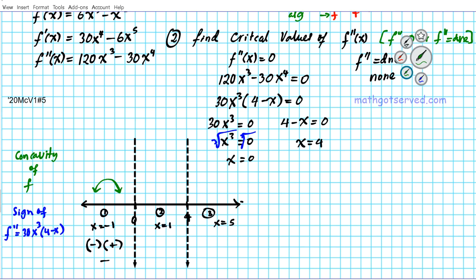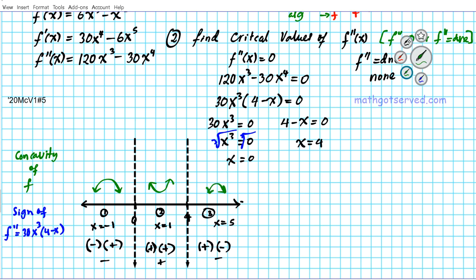All right, let's move to interval 2, x equals 1. When you plug 1 here, 30x to the third is going to be, I'm sorry, positive. When you plug 1 in here, 4 minus 1 is 3, which is positive. So your sign is positive. f is going to be concave up because f double prime is positive. And then lastly, for 5, you plug in 5 here, it is going to be positive. 4 minus 5 is -1, so it's negative. Plus times minus is minus, so f is going to be concave down.